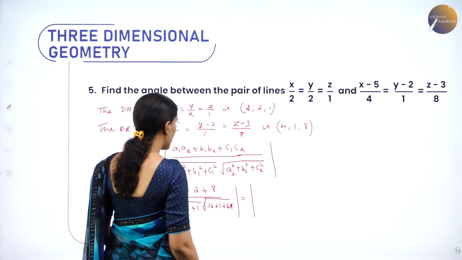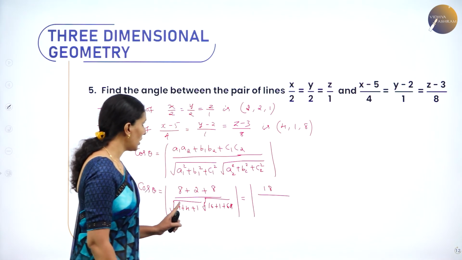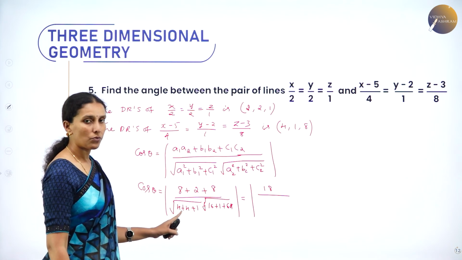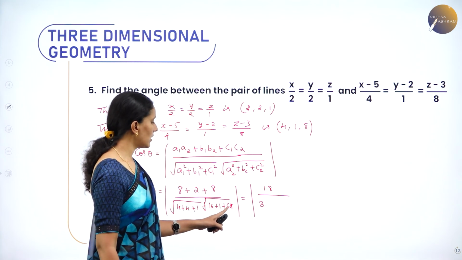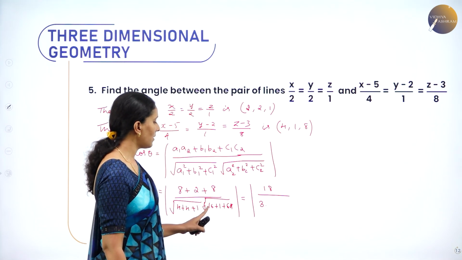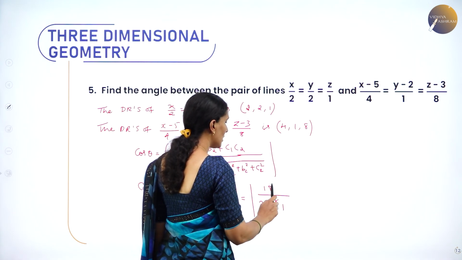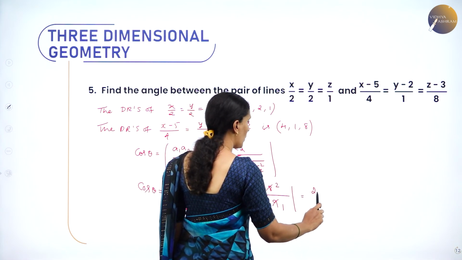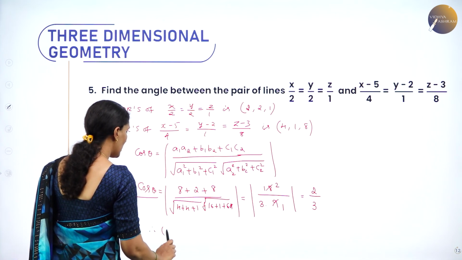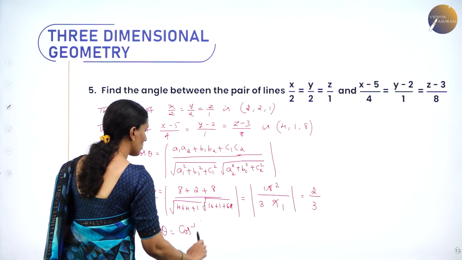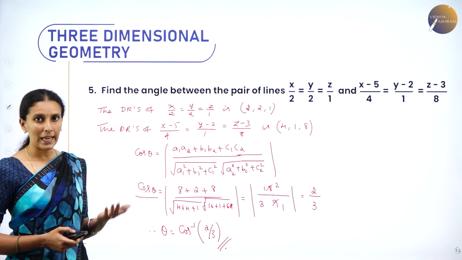So now let's see this. 8 plus 2 is 10, 10 plus 8 is 18, divided by, here we have 4 plus 1 plus 4, which is nothing but 9. Root 9 can be taken as 3. Next we have 64 plus 16, which becomes 80, plus 1 is 81. So root 81 is nothing but 9. So 3 times 9 is 27, and 18 by 27, so we get the value as 2 by 3. Now we have cos theta is equal to 2 by 3. Therefore theta is equal to cos inverse of 2 by 3. So this is how you are going to find the angle between any two lines.